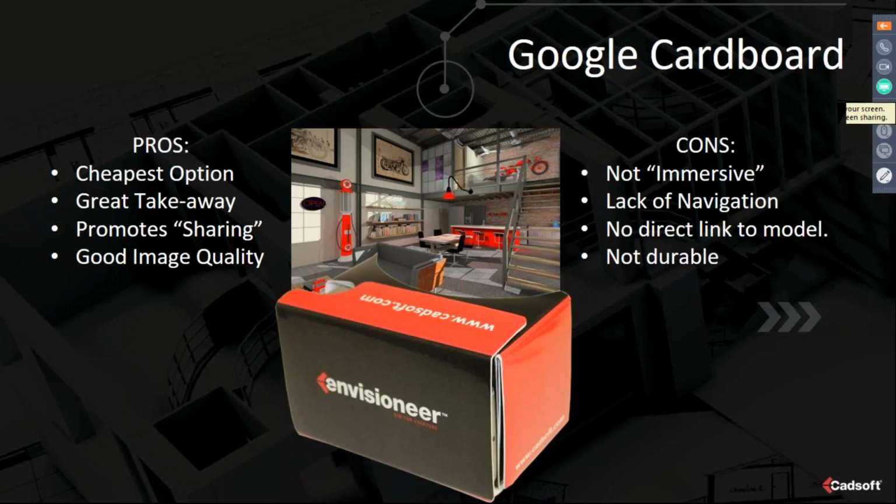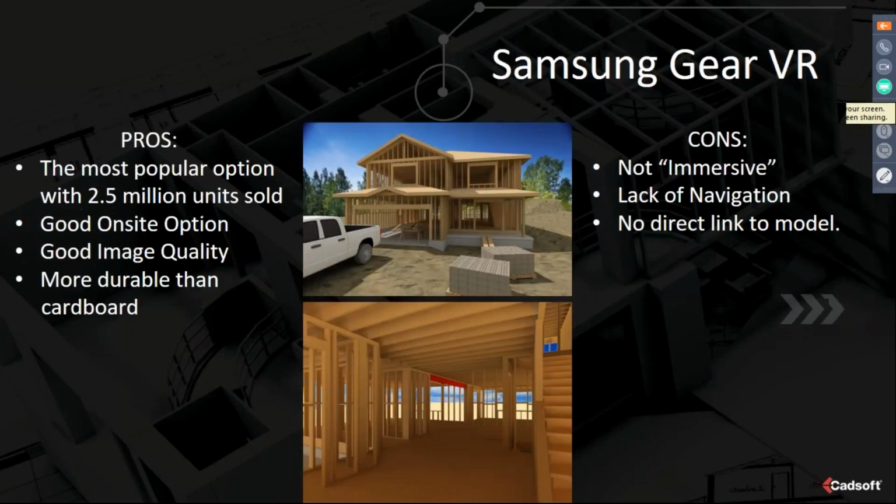The cons, it's not as immersive as other VR technology. So you won't be able to navigate the same way, where if you're using an Oculus or an HTC Vive, you've got gaming controllers that allow you to smoothly walk in and around the model and feel immersed. There's different apps that allow you to navigate, but the navigating is never really that great when you're in a Google Cardboard. And there's no direct link back to the model. Obviously, if you're using a BIM model and you send the information off to the Google Cardboard, it's no longer directly attached back to that same model. And they're not durable. It's a piece of cardboard. At the end of the day, it's a cardboard box. So if you plan on using it over and over and over again, it's going to take some wear and tear.